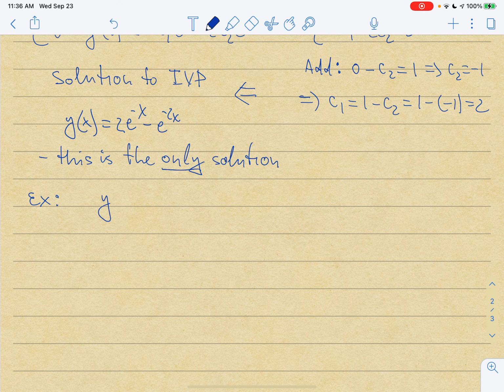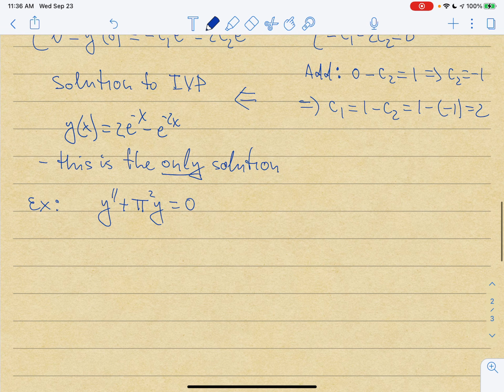y double prime plus pi square y equal to 0. So this is a second order equation. It is a second order linear.